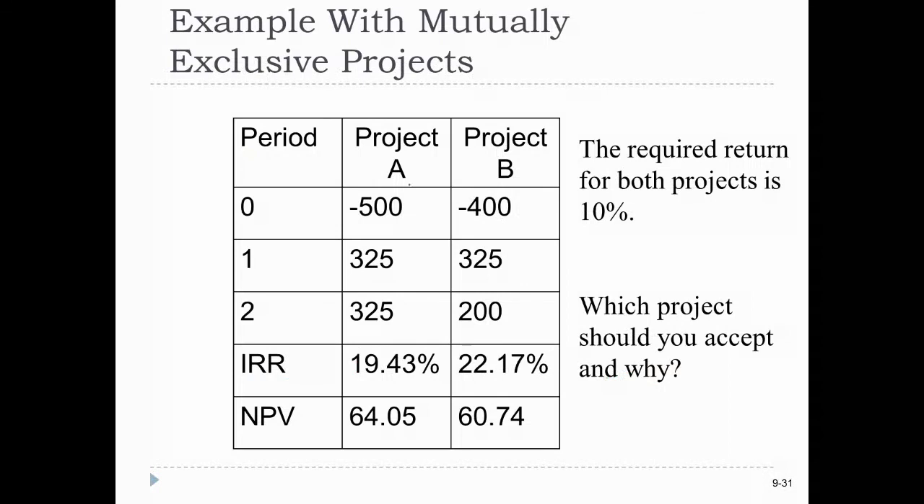Here's a couple of example projects. Again, Project A and Project B. These are very simple sets of cash flows. Here we've got them arranged vertically from the initial investment at time 0 and incoming cash flows in year 1 and 2, arranged from top to bottom this time instead of left to right, but same idea as before. Project A has an outgoing cash flow, initial cost of $500 at time 0, and results in incoming cash flows of $325 and $325 over the next 2 years.